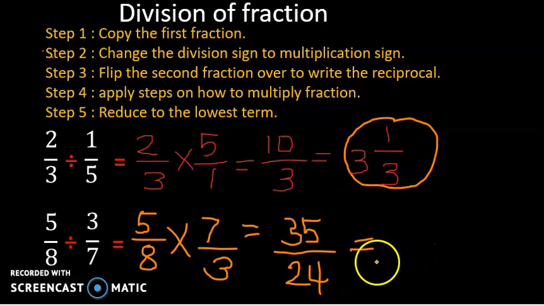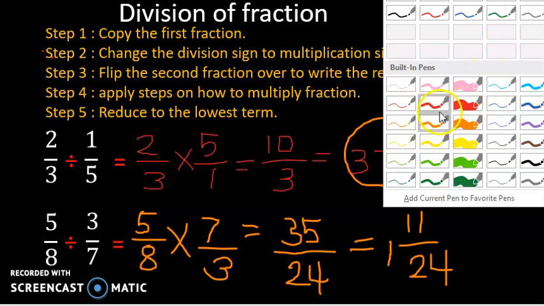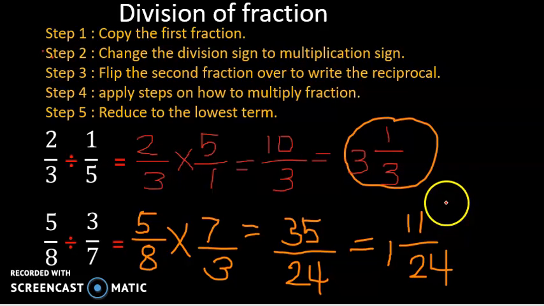Okay. Now, since this one is an improper fraction, we can reduce this to the lowest term. It will become a mixed number. So 35 divided by 24 is 1. And the remainder is 35 minus 24, which is 11. And then over 24. So our final answer is 1 and 11/24.